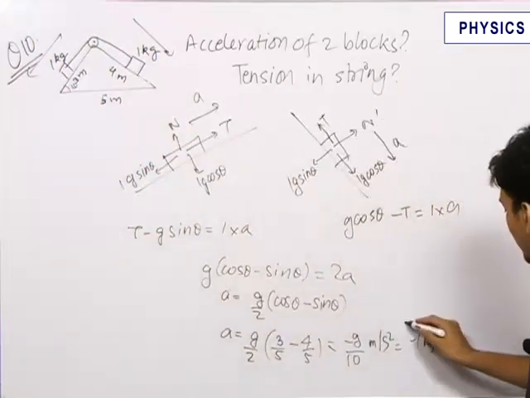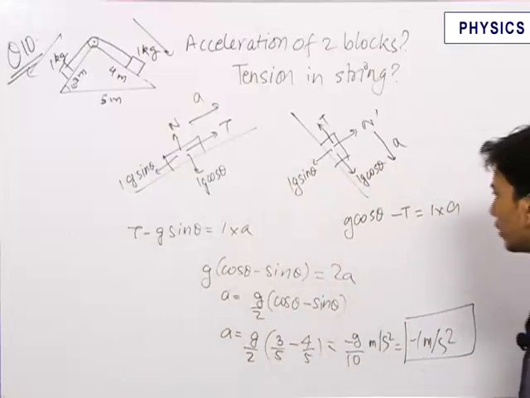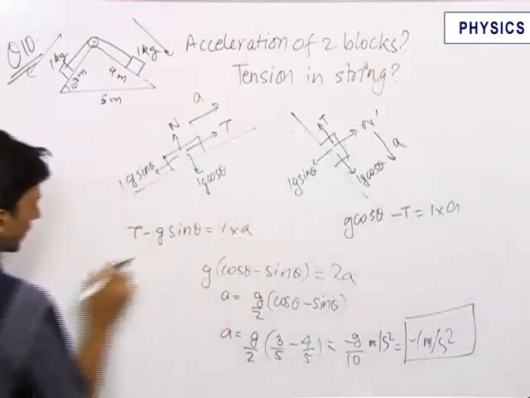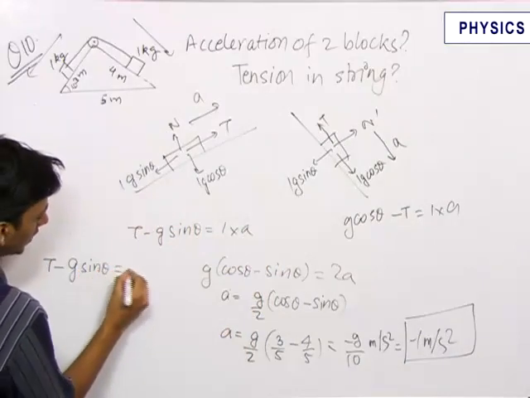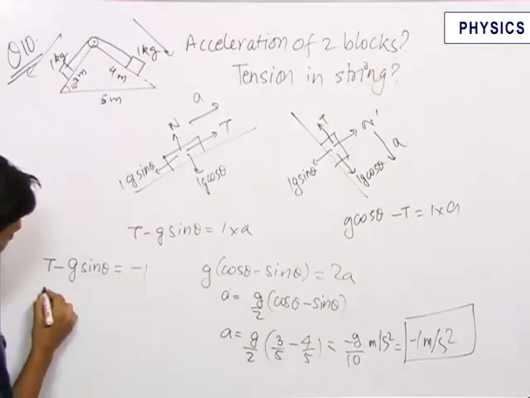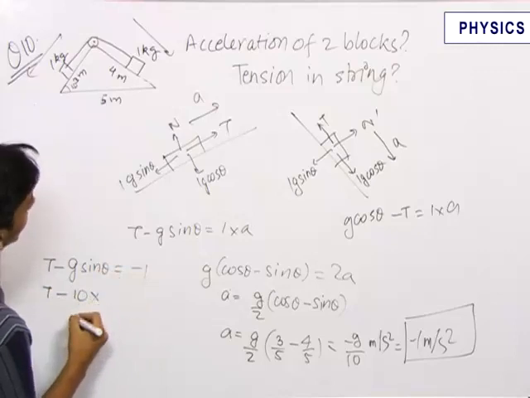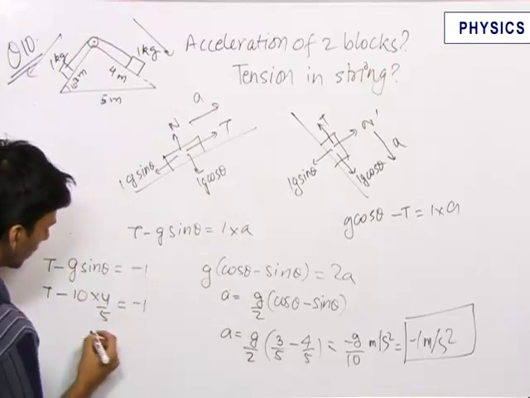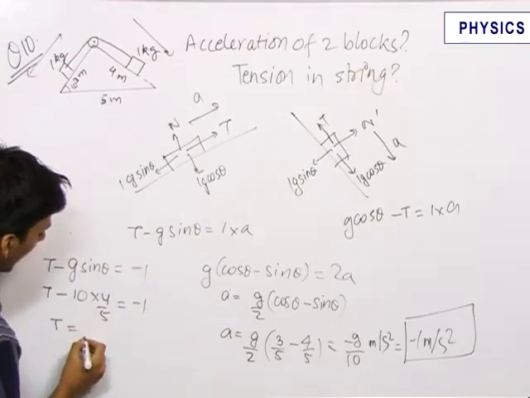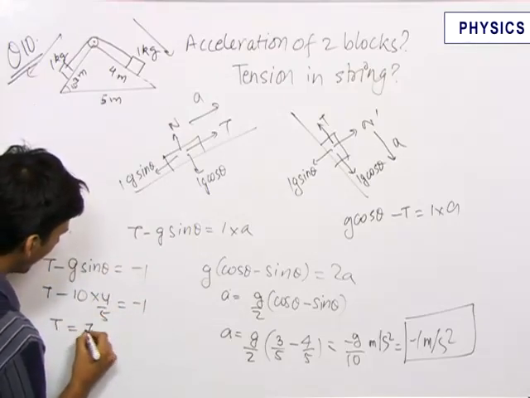We already know the acceleration of the object. Now we need to find out the tension. For finding out the tension, we feed in the values here. T minus g sin theta is equal to minus 1. We get T minus 10 into sin theta, which is 4 by 5, equal to minus 1. Therefore, we get the tension as 7 newtons.